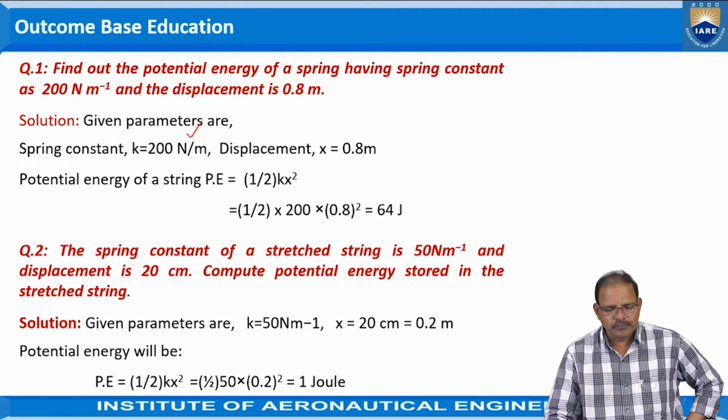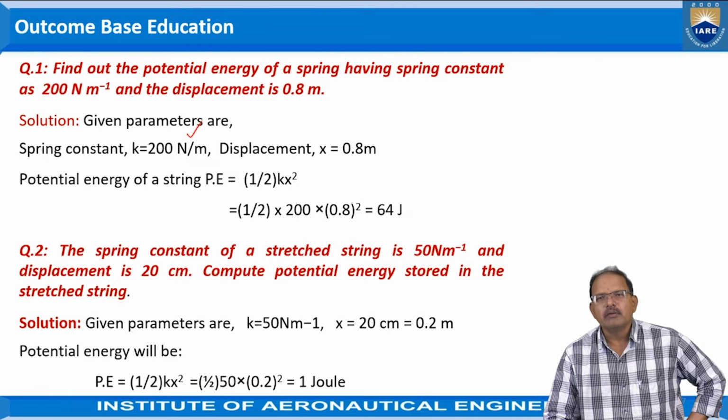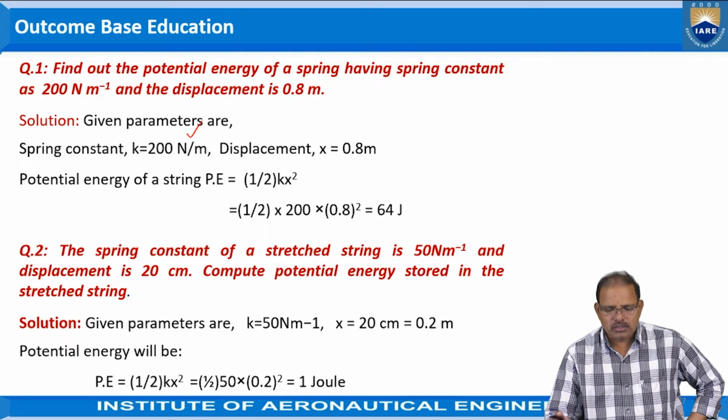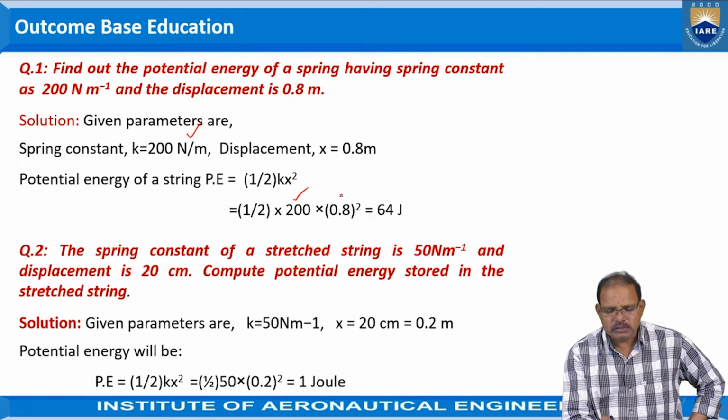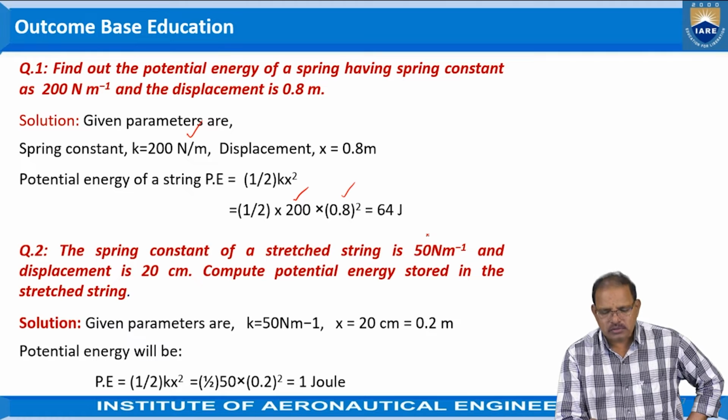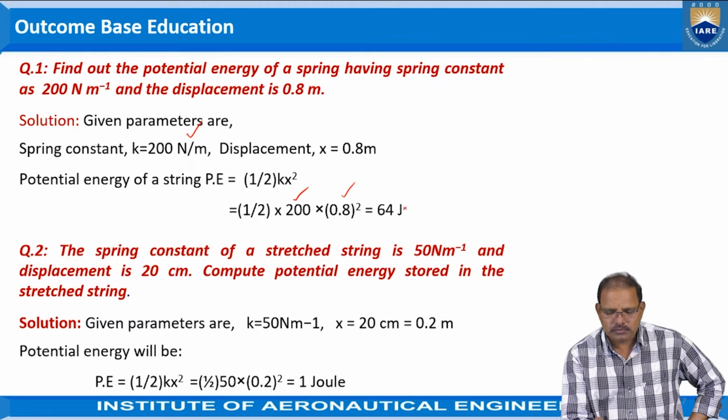And so, the potential energy of the spring is given by 1 by 2 into kx square, or 1 by 2 into k is equal to 200, the displacement is 0.8 square, which is equal to 64 joules.